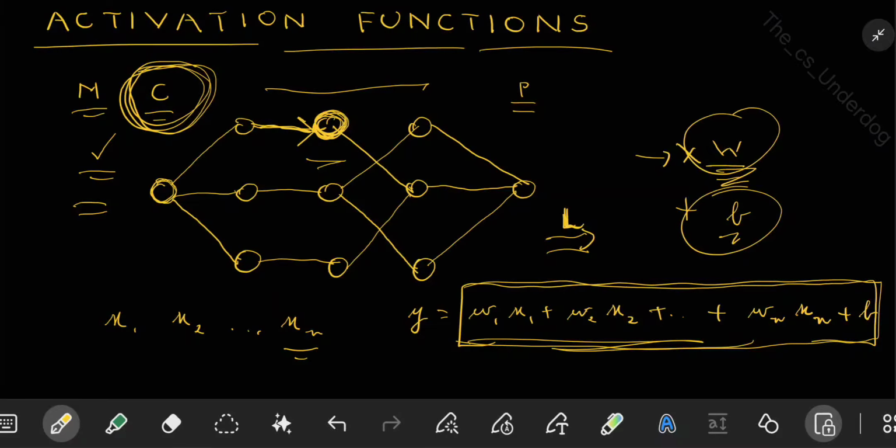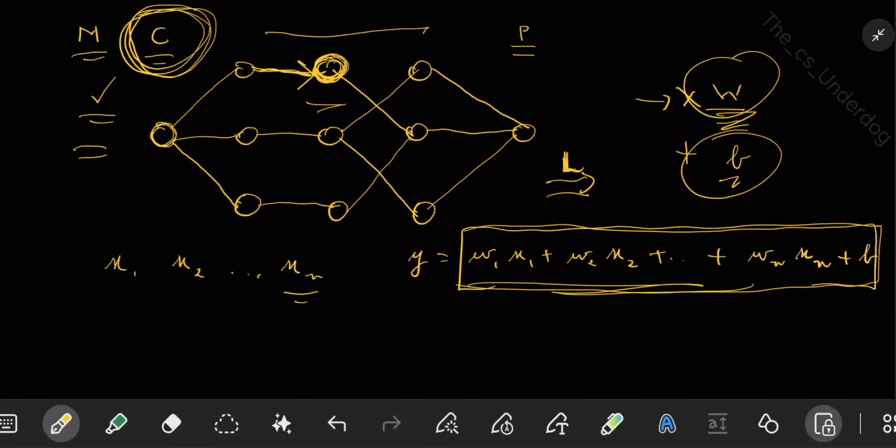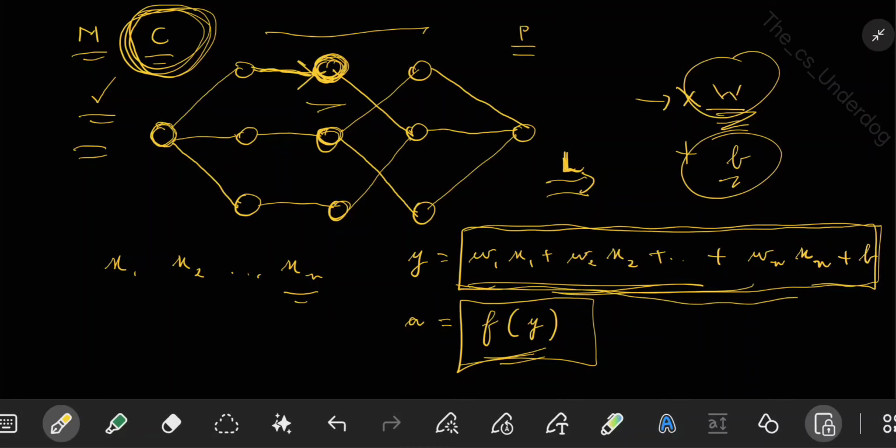Then what you do is apply the activation, and the activation will look something like this: A equals f of y, and this f is your activation function. This particular transform will be non-linear. Because of this, at each neuron you are giving the neurons the ability to do a linear transform and then an activation, which is a non-linear transform.